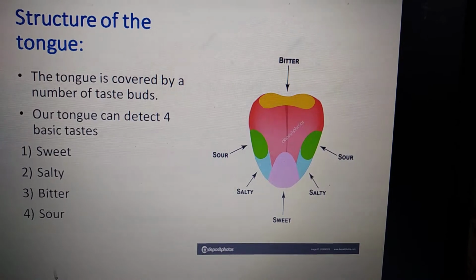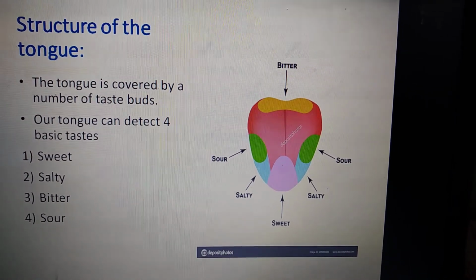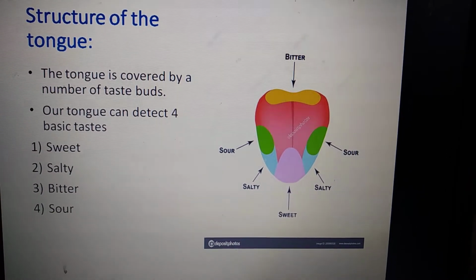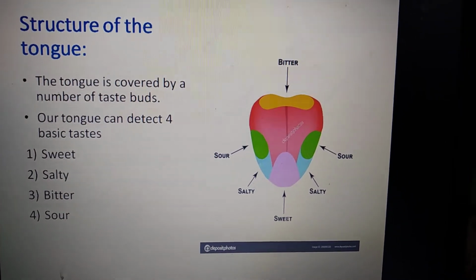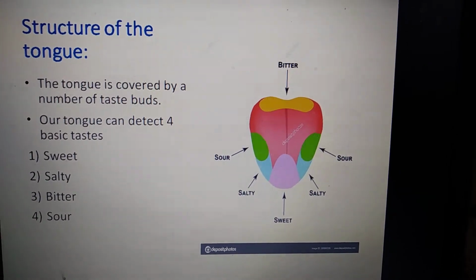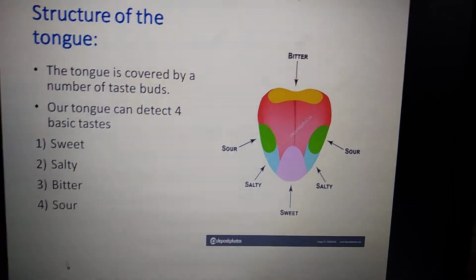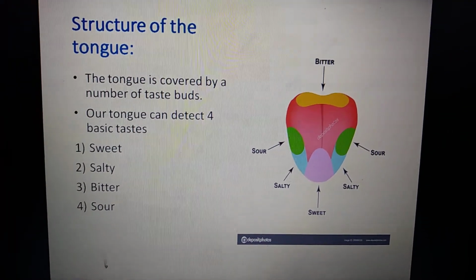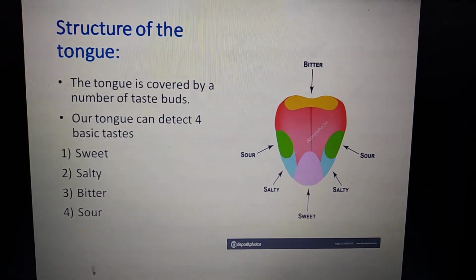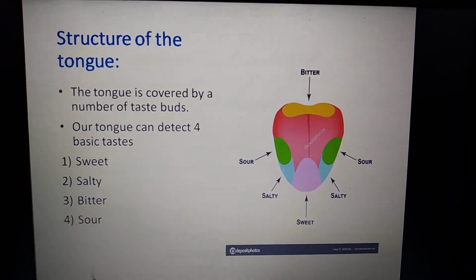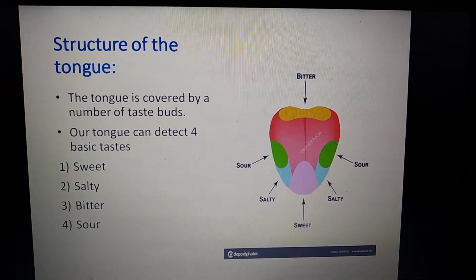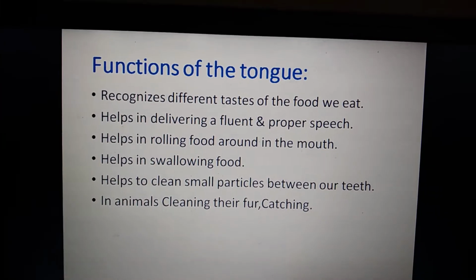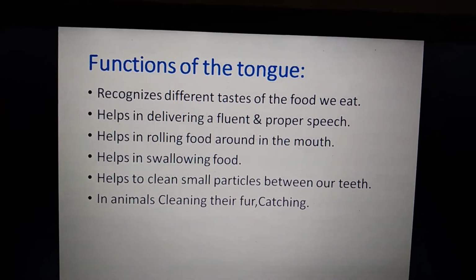The tongue is covered by a number of taste buds. We have n number of taste buds. Our tongue can detect 4 basic tastes, that is sweet, salty, bitter and sour. Also, the tongue is helpful to swallow the food. Not only for tasting, the tongue also helps to swallow the food. And next we are going to see the functions of the tongue.